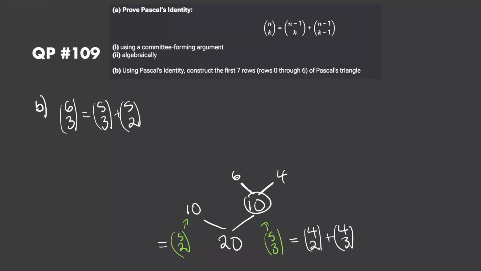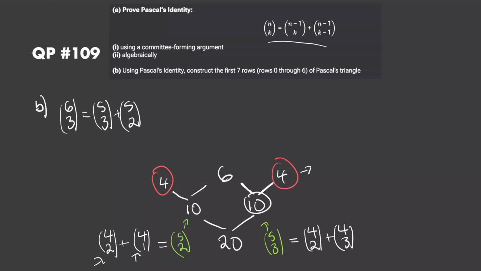Now 5 choose 2, I can use the same identity to break it down into 4 choose 1, and then I'm going to have 4 choose 2, right? When I add those up, this is 6 and this is 4 again, so I break these down into 4 and 6. Now you notice this term is 4 choose 1, this term is 4 choose 2, this term is also 4 choose 2, so we can just combine these into one single number, right? They both draw from this number, and then this one over here is 4 choose 3.